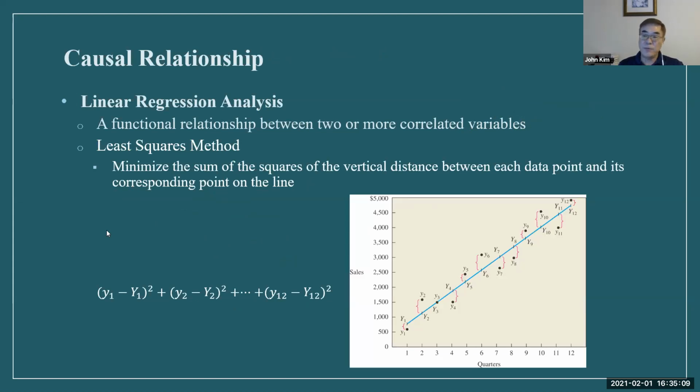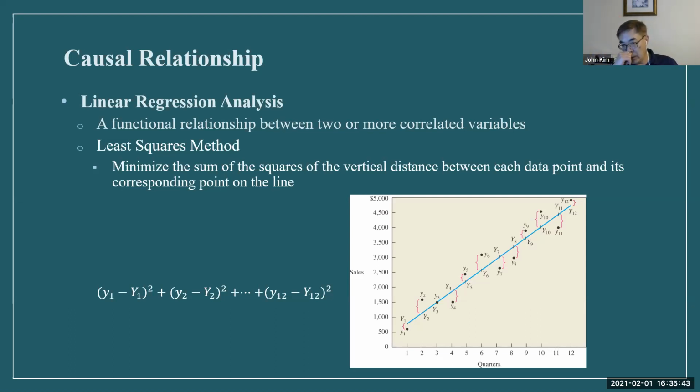Causal relationship, linear regression analysis. If we have data X and Y, such as ice cream demand and temperature. So temperature moves first. Increase temperature, then ice cream demand increases, and so on like that. So first something moves, and then the next one follows.